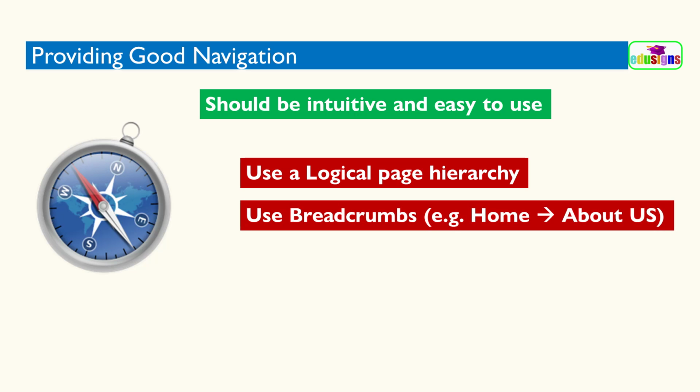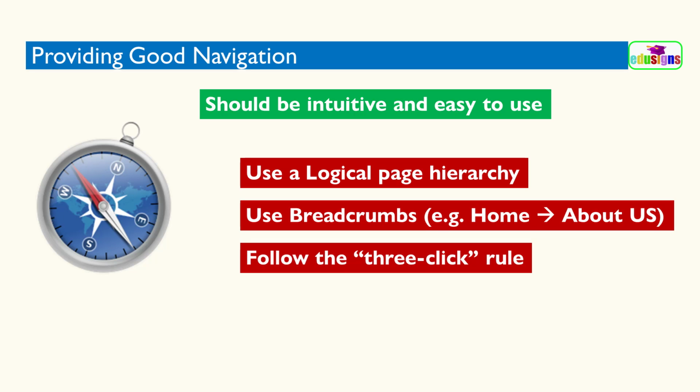Breadcrumbs, such as the Home About Us example shown here, make it easier to find your way in a complex site. Many companies have different categories of products, and the breadcrumb paths can be 3 levels deep. Follow the 3-click rule to ensure that users don't get lost in the navigation. You should be able to get to any page on the site in 3 clicks of the mouse or less.